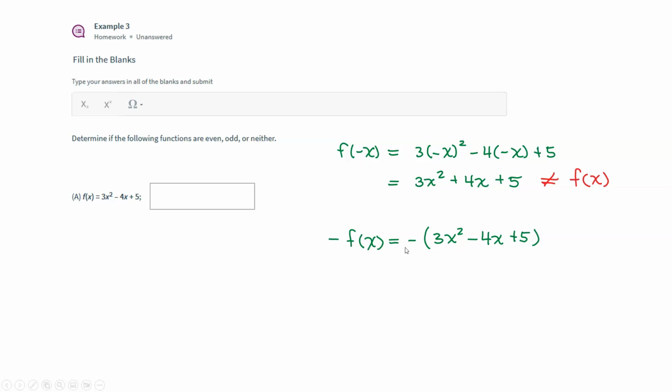I'm going to do the opposite of f of x and see what happens there. That means I'm going to basically take the entire function here, all three terms, and multiply it by negative 1. And that's just going to create a sign change across the board. So that's going to give me a negative 3x squared minus 4x minus 5. Now, if this equaled f of negative x, it would be odd. And you notice that these two expressions are not the same thing. So because this does not equal f of negative x, this would be neither.